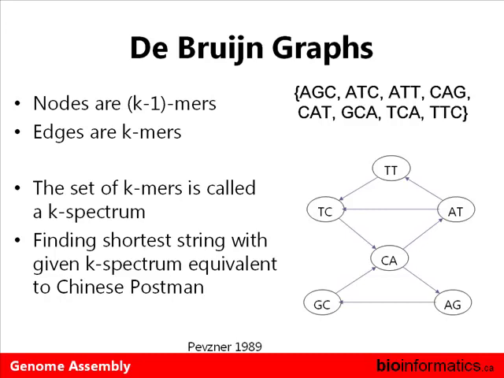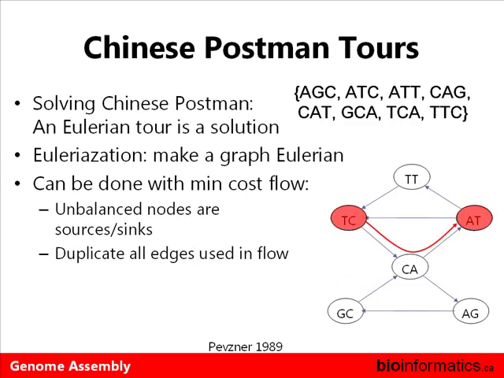And just a little bit of terminology, the set of k-mers in the genome is called a k-spectrum. And finding the shortest string with a given k-spectrum is something called the Chinese Postman problem. This is a classical problem in computer science, and Pevzner in 1989 showed the way to do this. If you had every single k-mer that was present in the genome, you could find really easily, computationally, the shortest genome that has all of them. And it works by something called Eulerization.